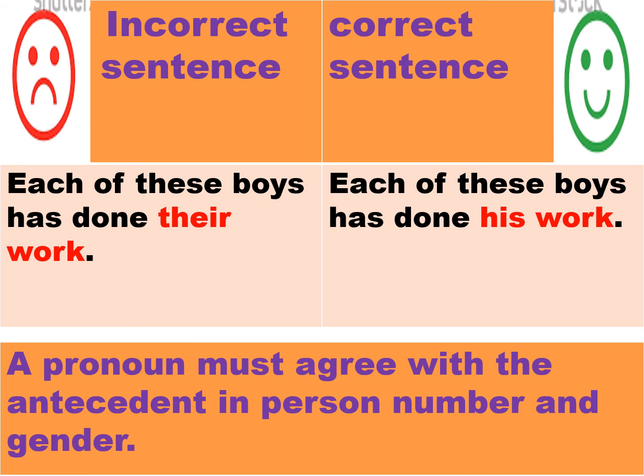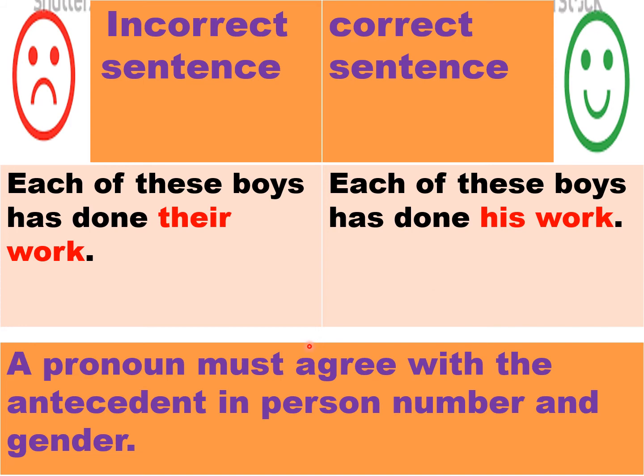A pronoun must agree with the antecedent in person, number and gender. "Each of these boys has done their work." Here "each" represents singular, and so we must use a singular pronoun only. "Their" is wrong. "Each of these boys has done his work" is correct. "Boys" is masculine, so "his" is used here. If girls is here, we must use the pronoun "her". "Each of these girls has done her work."